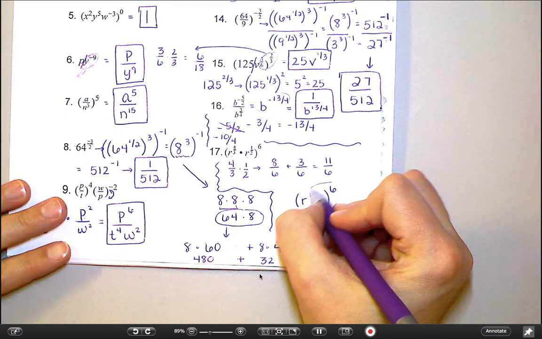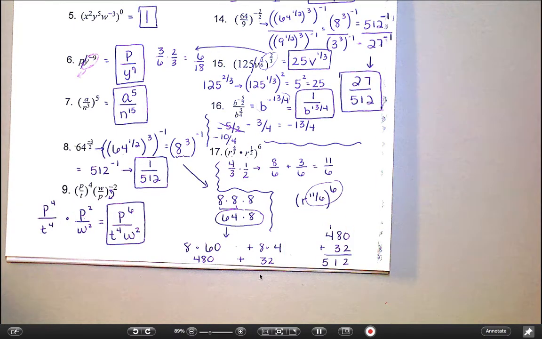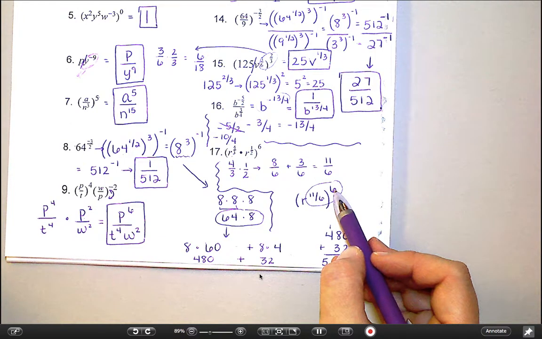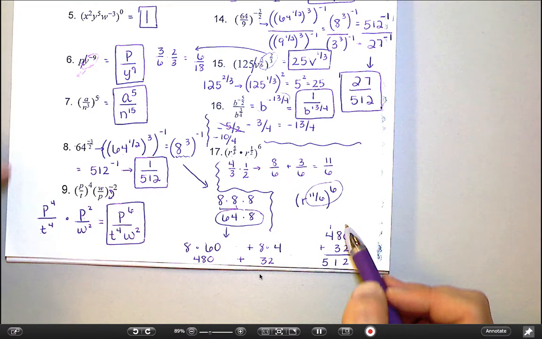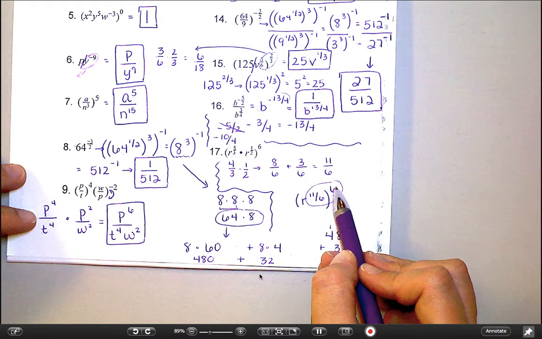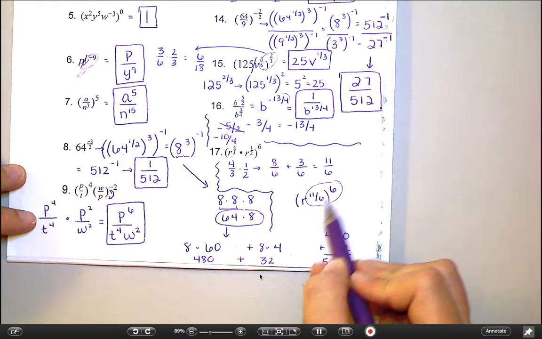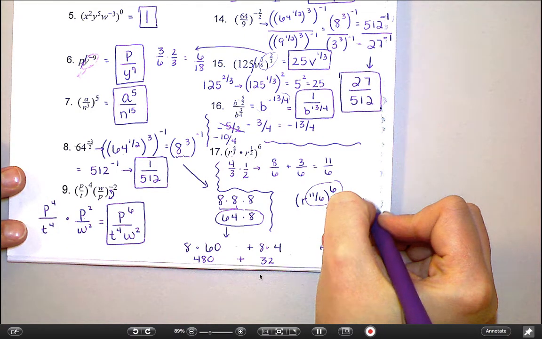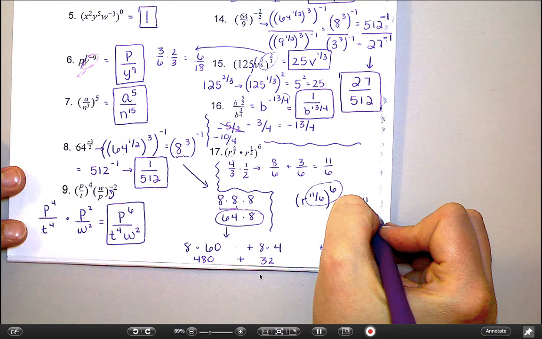My rule now is multiplication. Okay, so I'm doing 11 over 6 times 6. I hope that you are good enough with fractions that when you see this, 11 over 6 times 6, you know that the denominator is going to cancel out here. And you're left with just r to the 11th, okay?